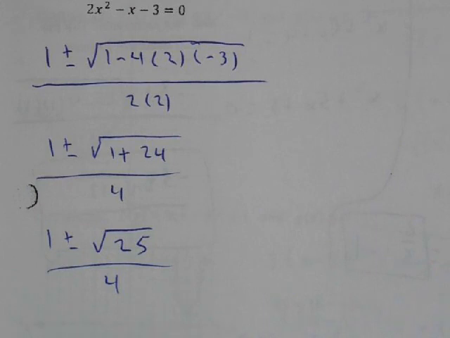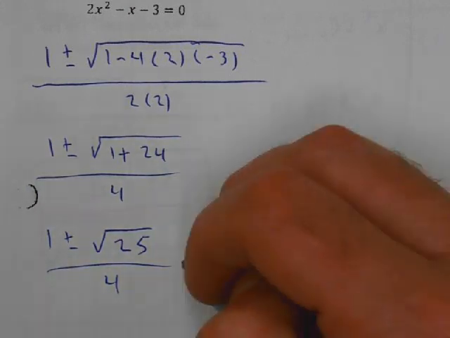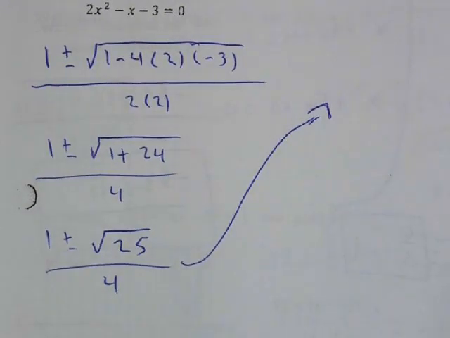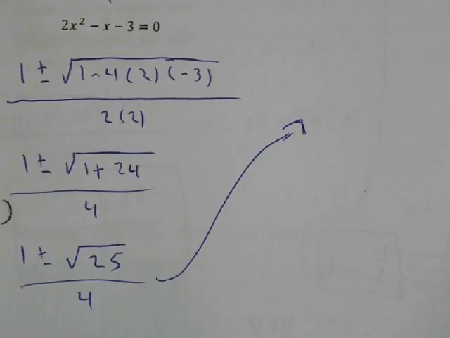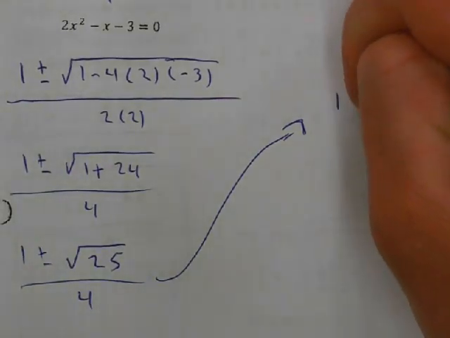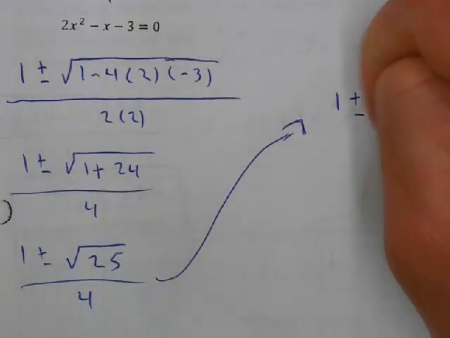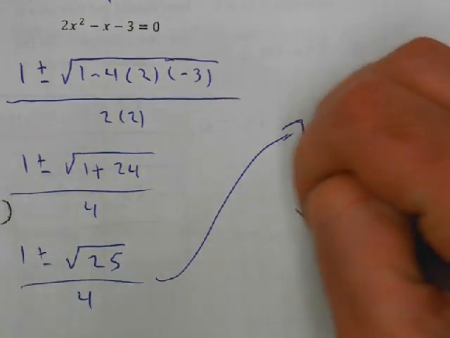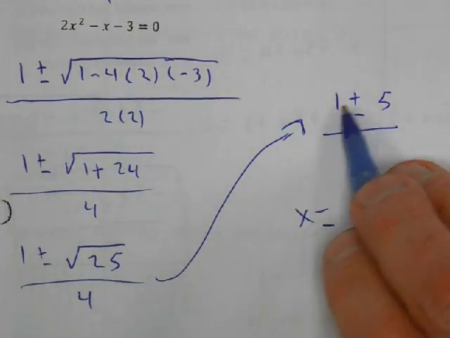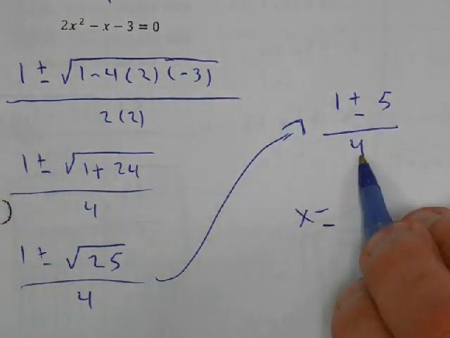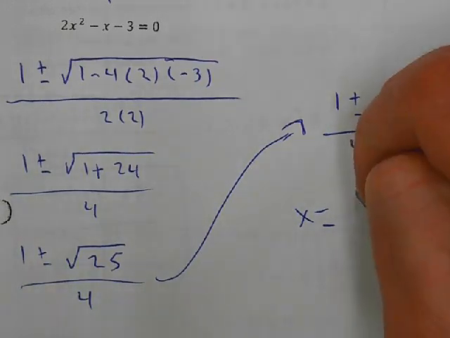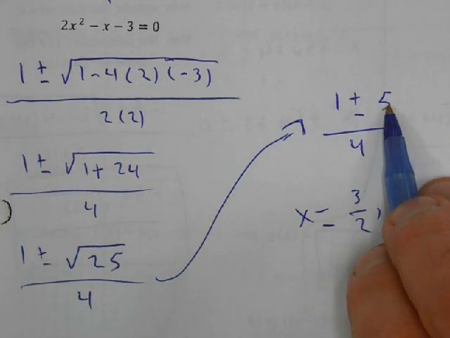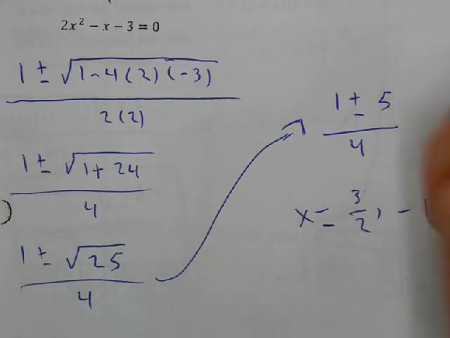That's okay, we're almost done, and it would have taken maybe a little bit of thinking and some time to factor this one. So moving on here, we're going to get 1 plus or minus 5 over 4. And then to get my two answers, x equals, well, what's 1 plus 5? 6 divided by 4 is 6 over 4, which reduces to 3 over 2. And my other answer, 1 minus 5, is negative 4 divided by 4 is negative 1.